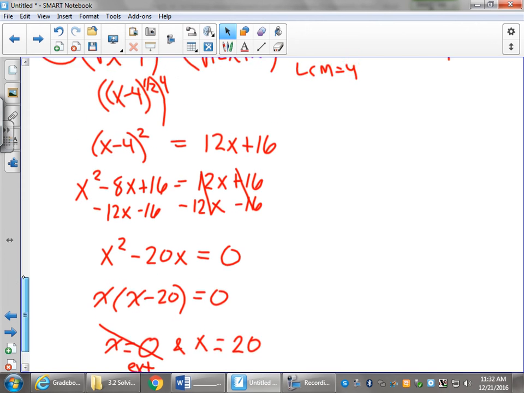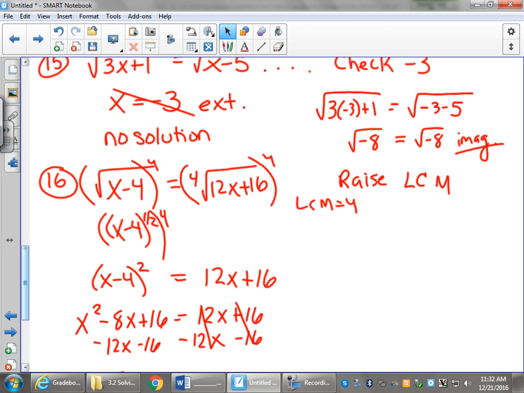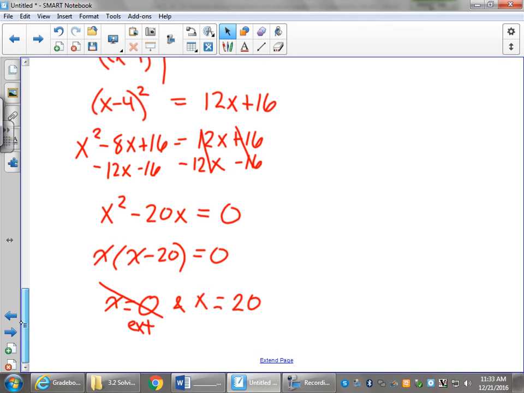If we look at the other one, let's sub in 20. What is 20 minus 4? 16. And the square root of 16? 4. Keep that in mind. When we check the left, we got 4. Now let's do it on the right-hand side. I'm going to get my calculator out here. We have 12 times 20 plus 16, which is 256. And then what is the fourth root of 256? 4. So we do get 4 equals 4. So 20 is good. 0 is extraneous.